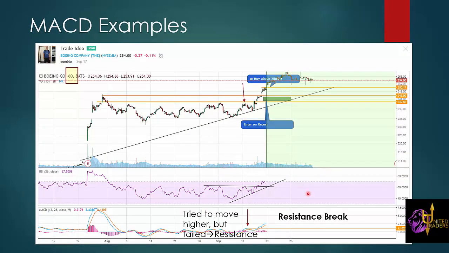Okay, here's another one. This is on a much smaller time frame. Notice here we tried to move higher. Here we try to break above this resistance. We're on the 1 hour right here. We try to break above this resistance. We could not break above that resistance, and so I would say, hey, that's resistance right there. And then we did break above that resistance. So this is just an example of a resistance break on the MACD.